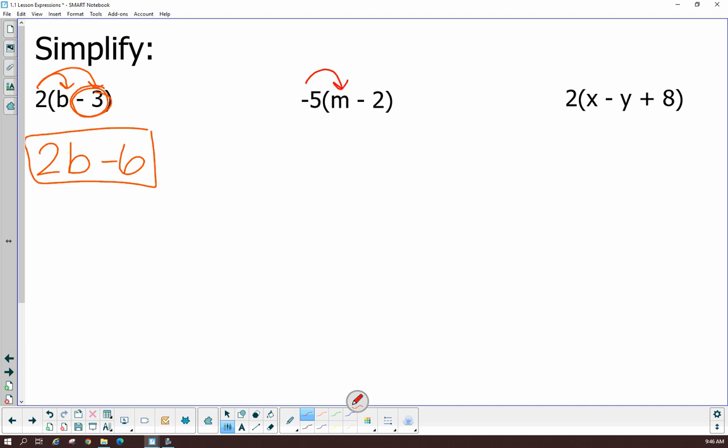Here I have negative 5. I'm going to multiply by both of my terms, m and minus 2. So negative 5 times m is just negative 5m. And negative 5 times negative 2, again, so you don't get hung up on positive and negatives, you can use your calculator if you want to, but negative 5 times negative 2 gives us positive 10.